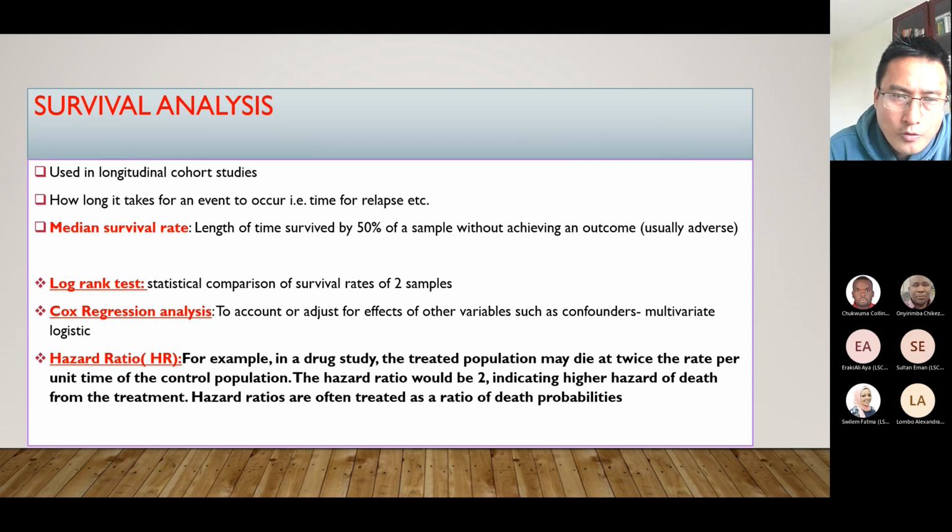There's another term called Cox regression analysis. Cox analysis is used if it is more complex, rather than just comparing. If the two variables that we are comparing have confounders, then we use a multivariate statistical test called Cox regression analysis. We have covered confounders. Would anyone want to give an example of a confounder?